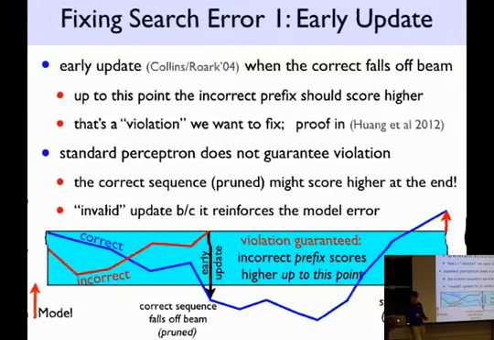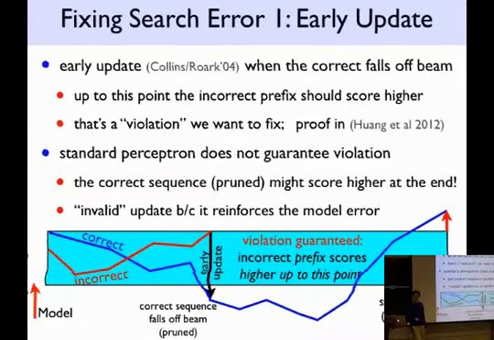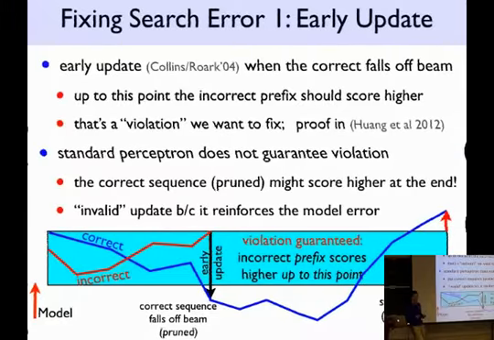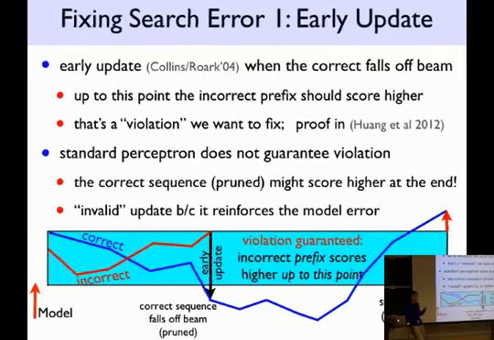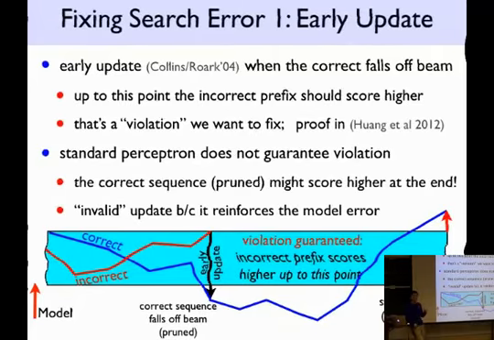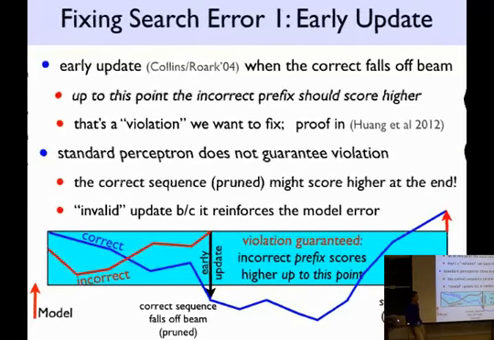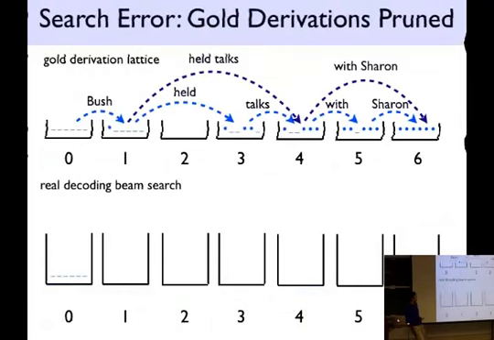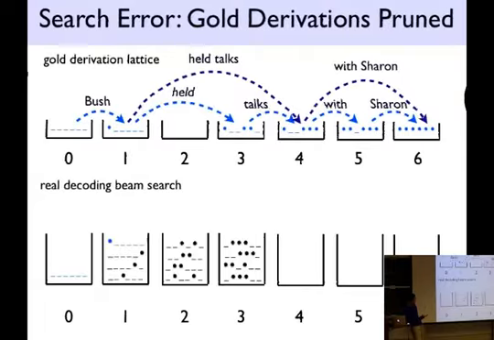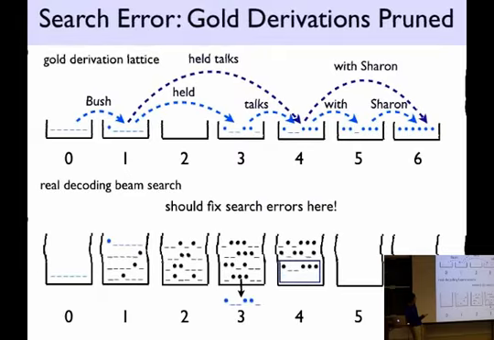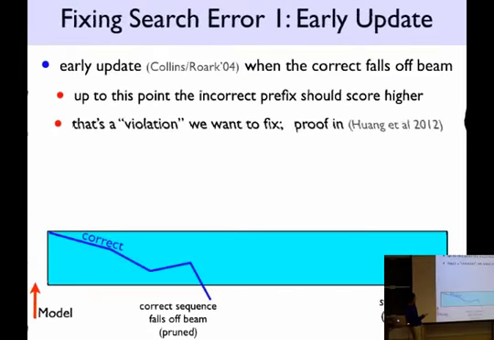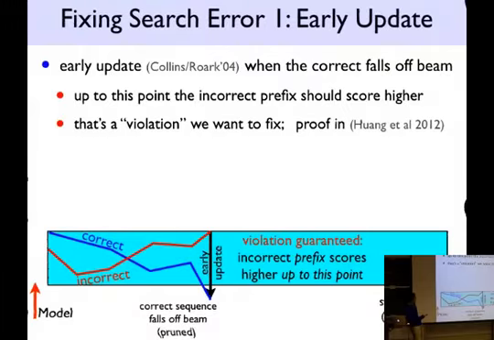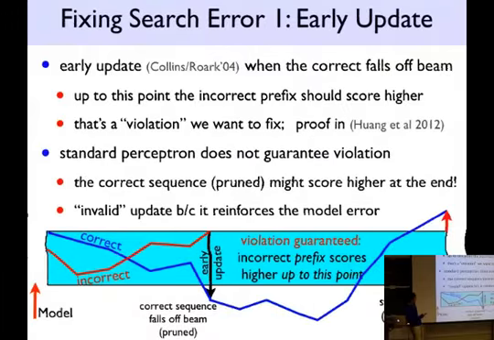But how do you generalize early update to machine translation to handle latent variables? So here we don't have latent variables. We assumed there's only one unique correct sequence, but that's not the case in machine translation. In machine translation, again, you have many correct sequences with gold derivations. Sorry, wrong slide. Okay, anyways. That's early update.